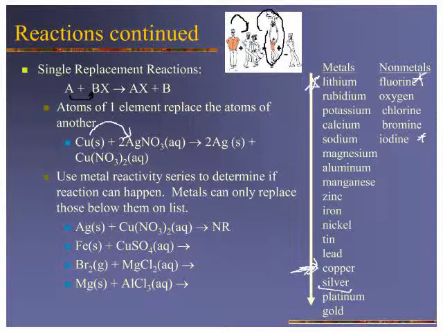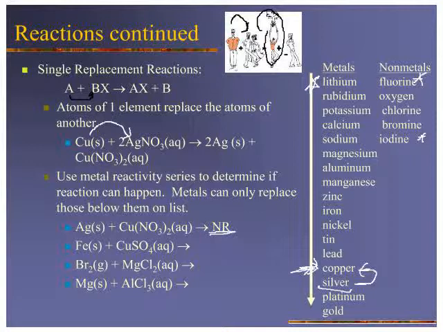Alright, there are 4 examples at the bottom. Let's look at those first. First you have silver and copper nitrate. So we're looking at silver and copper. So we look at silver's ability to replace copper. Silver is below copper, so it cannot replace it. So we have no reaction.